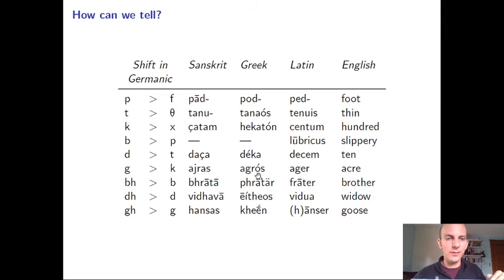Sweet. Cool. So how can we tell these things? Well, we look and we find evidence. This is the data that I gave you at the very beginning of class, with Sanskrit, Greek, Latin, and English. And here I have listed on the left Grimm's laws: P, F, T, Th, K, Ch. And we find evidence of this. P to F, T to Th, K to H. D to T.